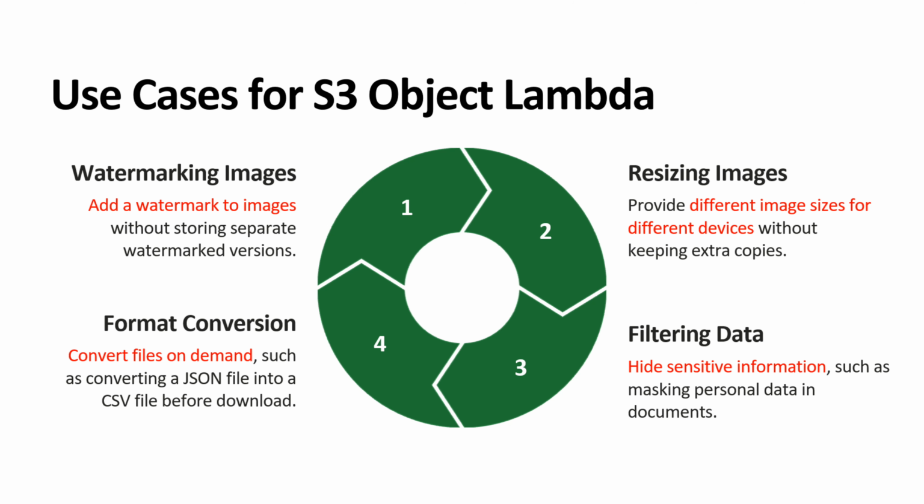What are the use cases for S3 Object Lambda? First point is watermarking images. Add a watermark to images without storing separate watermarked versions. Second point is resizing images. Provide different image sizes for different devices without keeping extra copies. Third point is filtering data. Hide sensitive information, such as masking personal data in documents. Fourth point is format conversion. Convert files on demand, such as converting a JSON file into a CSV file before download.